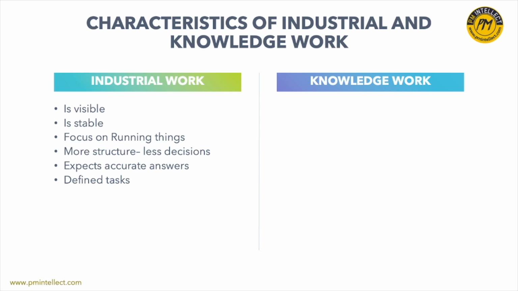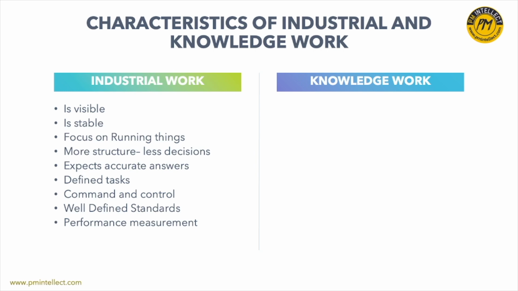Now, in order to keep control on whether we are delivering to expectations or not, we have to have better command and control. It also has well-defined standards. And based on these standards, regular performance measurement is conducted throughout the project lifecycle. Also, at the end, controlling or minimizing the cost of workers for each task is also a part of industrial work.